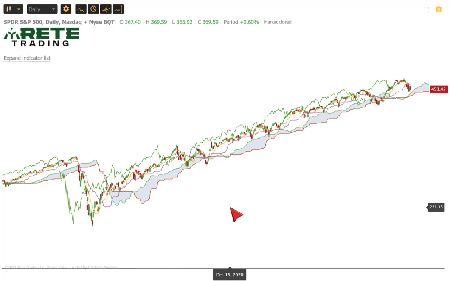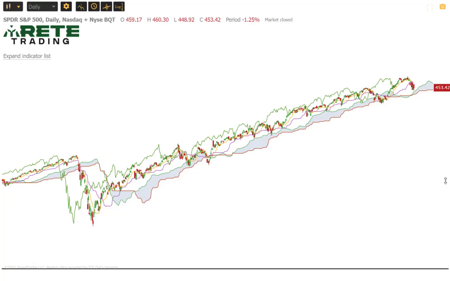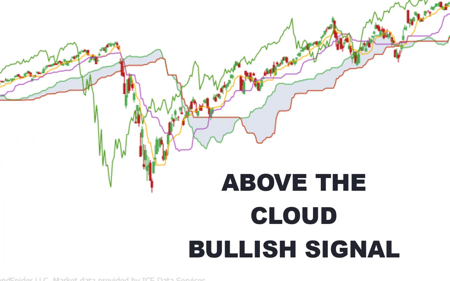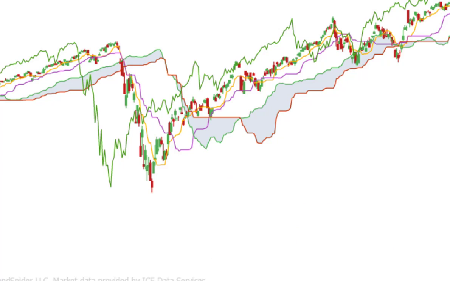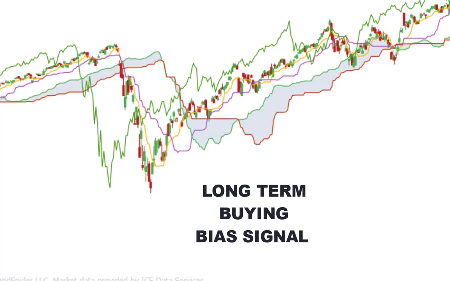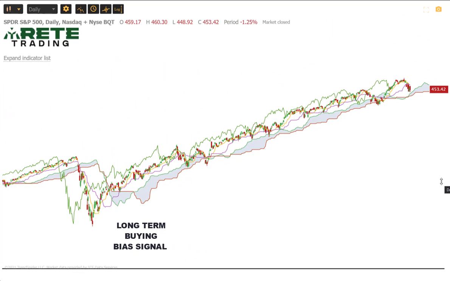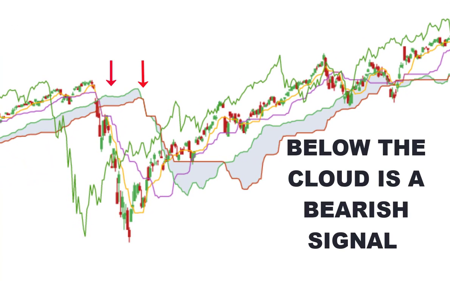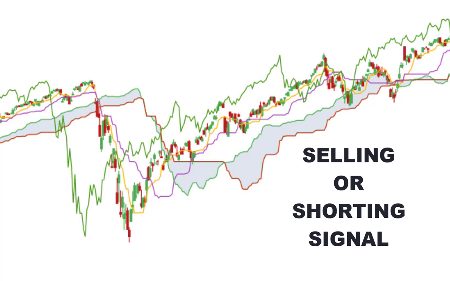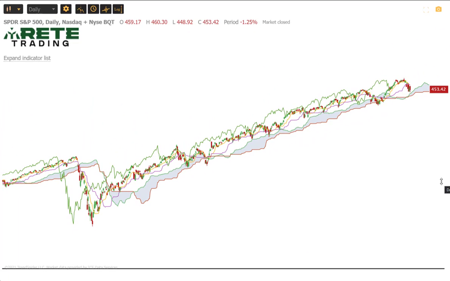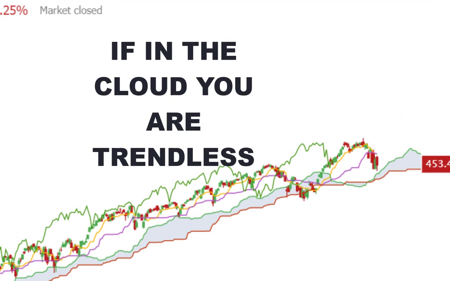So what we're looking for in regards to the cloud is this. If you are above the cloud, you are in a bullish cycle, and your trade should be heavily leaning towards buys. If you are below the cloud, that is a bearish signal. And when you see that bearish signal, you should be on the short side or selling. If you are in the middle, which is rare but can happen, you need to let it sort itself out because you are trendless, and let it determine what it's going to do.